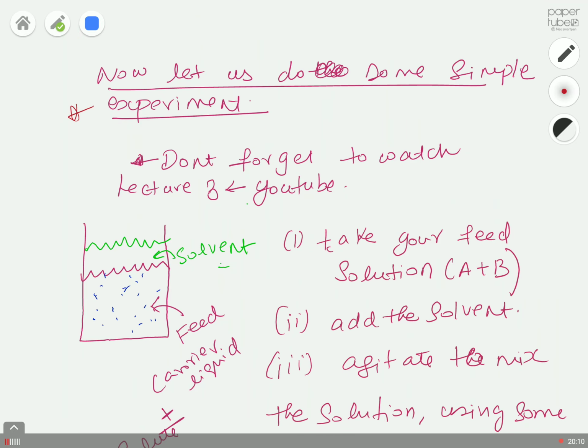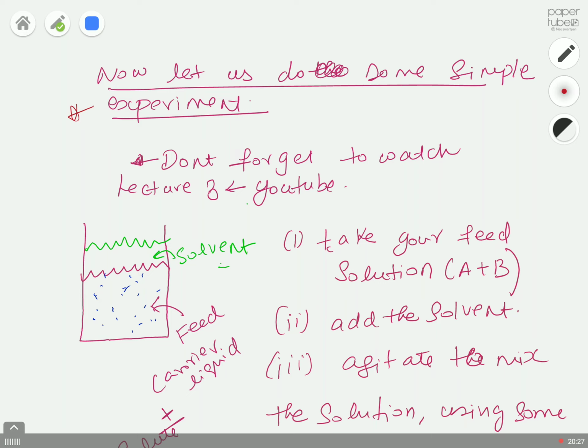In the last class, I did some experiments using pen and paper. We have a feed mixture that has some solute, we add some solvent, we agitate, and eventually it comes to an equilibrium point, and at that time your solute has already moved to your solvent side.